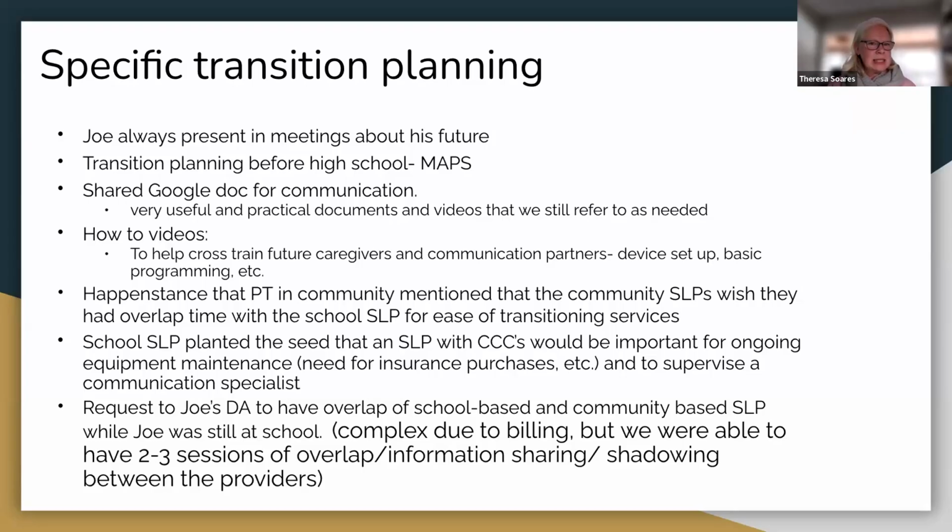It wasn't easy, and I don't really remember exactly how it all worked out. But we were able to have a couple, 2 or 3 sessions of overlap and information sharing, just one-on-one, professional to professional. I think that really helped give the provider perspective to the receiving providers, so that it was a more seamless transition. Just so people know, the CCCs are the certificate of clinical competence, a certification for speech pathologists that's important for being able to recommend devices.